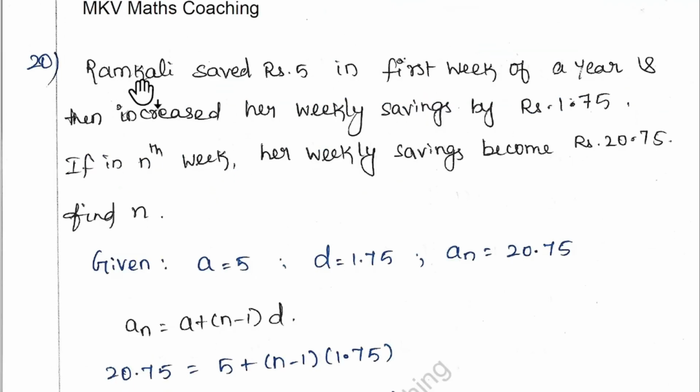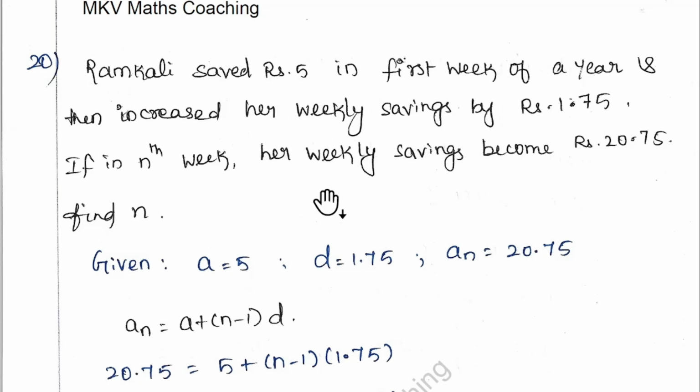20th question, you can try for yourself because this is a very easy question, but I'll just explain the method. Ramkali saved rupees 5 in the first week of a year. So in the first week of a year she saved 5 rupees and then increased her weekly savings. So every week she's increasing her savings by 1.75 rupees. Can you see every week 1.75 is increased, means this is D, right? And A is 5 rupees.